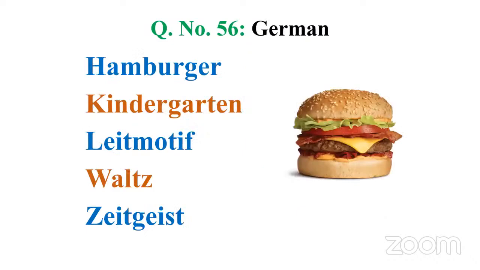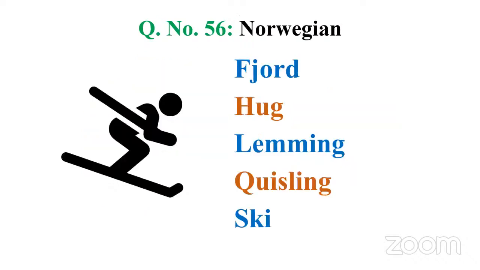Then we have German. From German, English borrowed hamburger, kindergarten, leitmotif, which is a device or a recurrent element in literature. Then waltz, a dance form. Then zeitgeist, Z-E-I-T-G-E-I-S-T, which refers to the spirit of the age. Then we have Norwegian, from which a lot of words are borrowed. Here are a few.